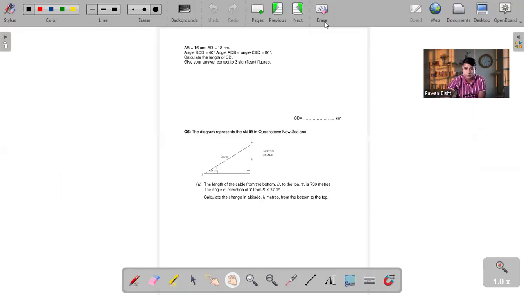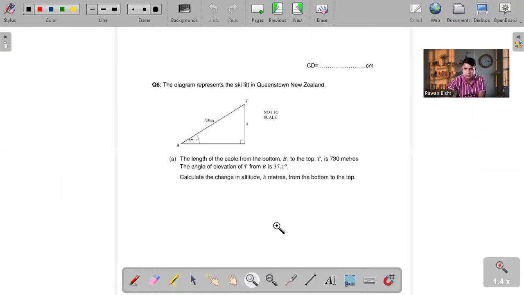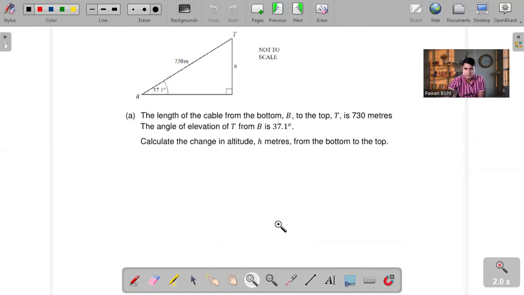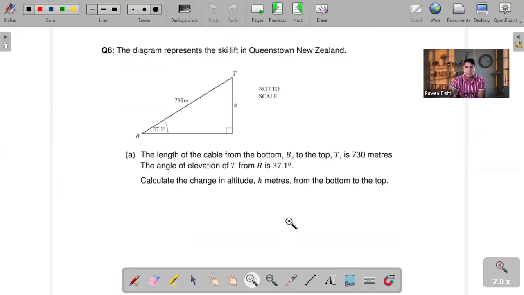Next question, question number 6. Let me know if you have a doubt, then we will discuss that question. Basically this question is an application of trigonometry, an application based question. The length of cable from the bottom B to the top T is 730. The angle of elevation of T from B.